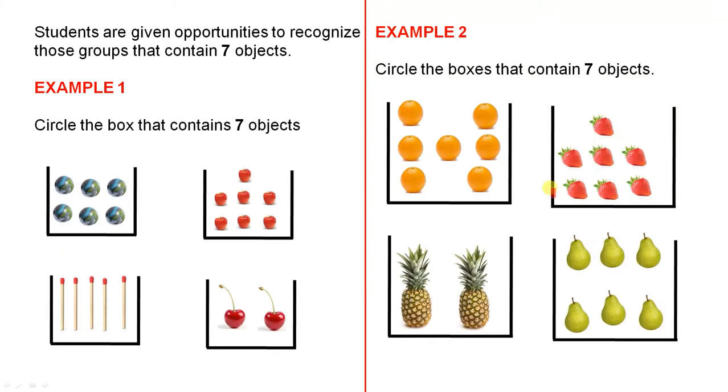Students are given opportunities to recognise those groups that contain 7 objects. Example 1. Circle the box that contains 7 objects. When students hear the word box, they should know that it's only one box, and I'm sure they'll pick this one. Example 2. Circle the boxes that contain 7 objects.